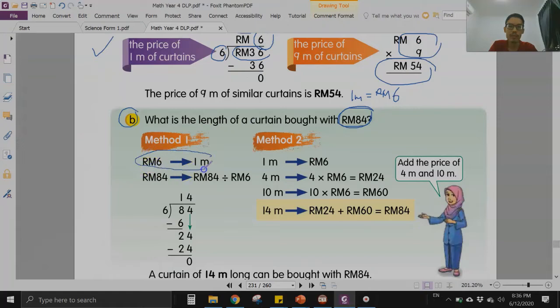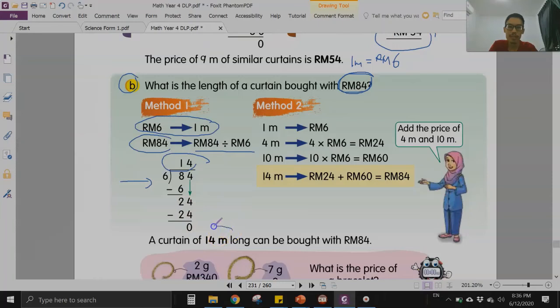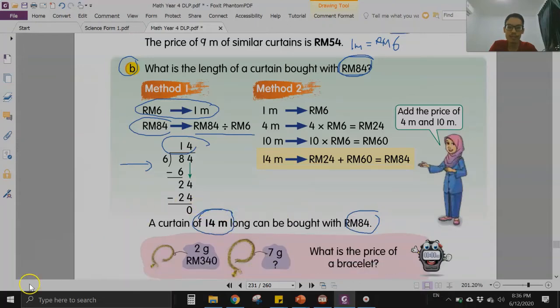So 1 meter is 6 ringgit. So 84 ringgit, you divide by 6. So 84 divided by 6, you get 14 meters. So you can use 84 ringgit to buy 14 meters of curtains.